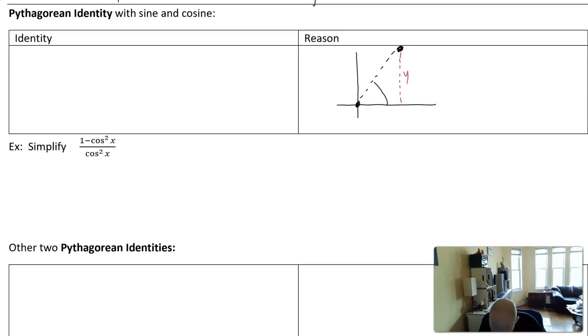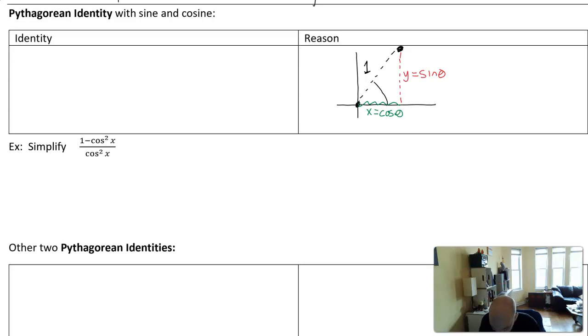We have this height, y, which is equivalent to the sine of theta. And we have this adjacent side, which we say x is the cosine of theta. And we know that the hypotenuse here in the unit circle is 1. And that's important. We're going to let the hypotenuse be 1 on the unit circle.